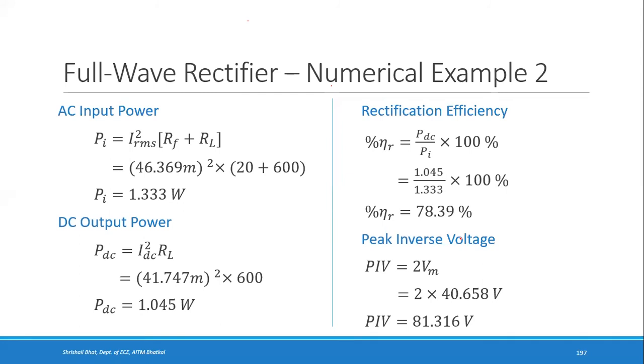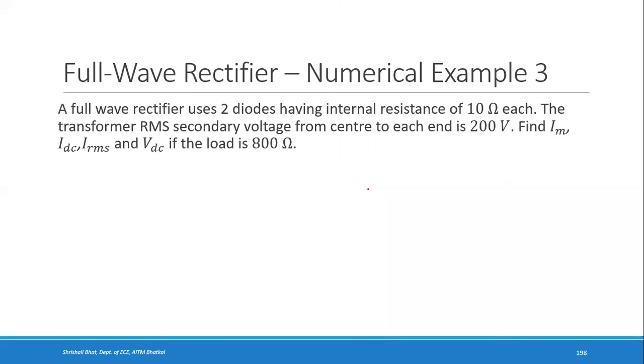Whenever turns ratios are given in case of a center tap transformer for a full wave rectifier, you have to be careful while finding V2, right? So we'll take another example. A full wave rectifier uses 2 diodes having internal resistance of 10 ohms each. Internal resistance is just the forward resistance. The transformer RMS secondary voltage from center to each end is 200 volts. Find IM, IDC, IRMS and VDC if the load is 800 ohms. It is a very simple one.